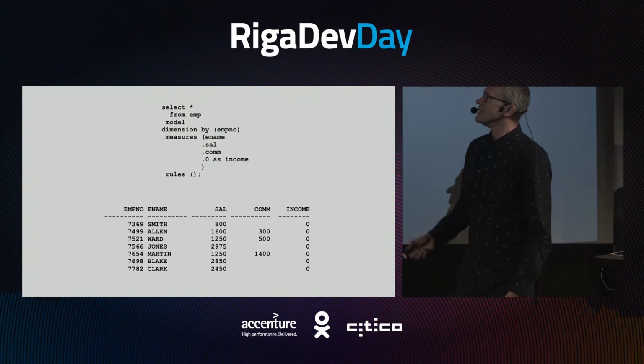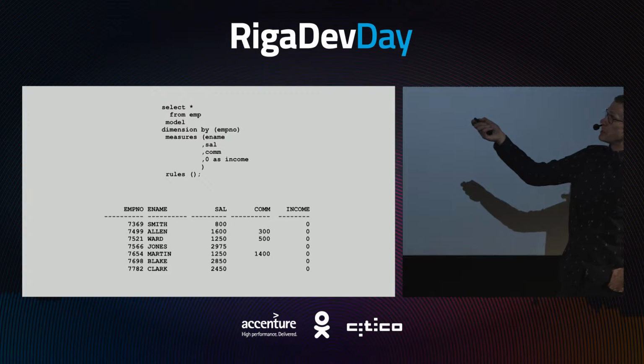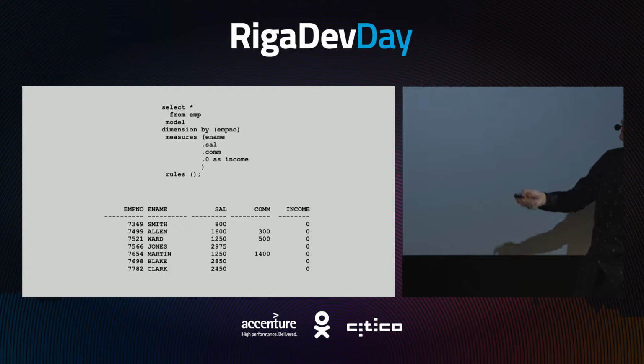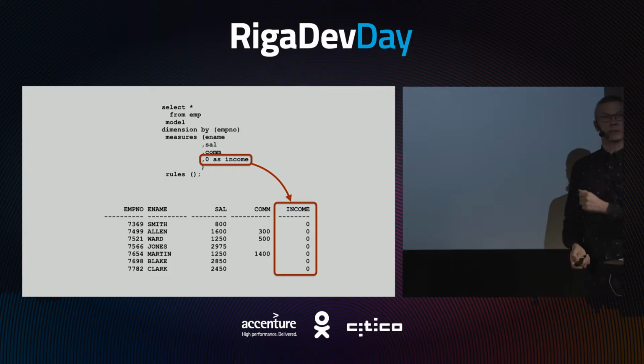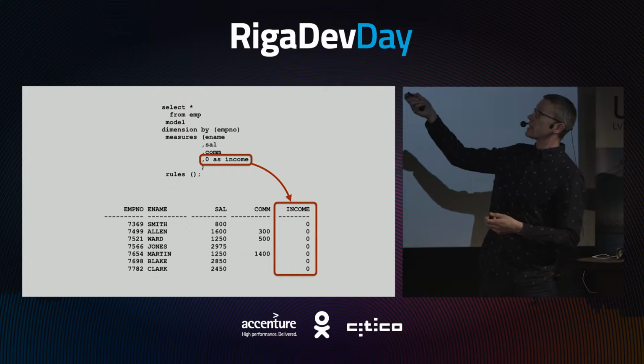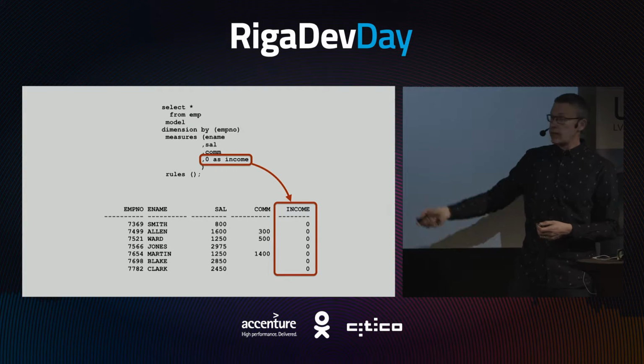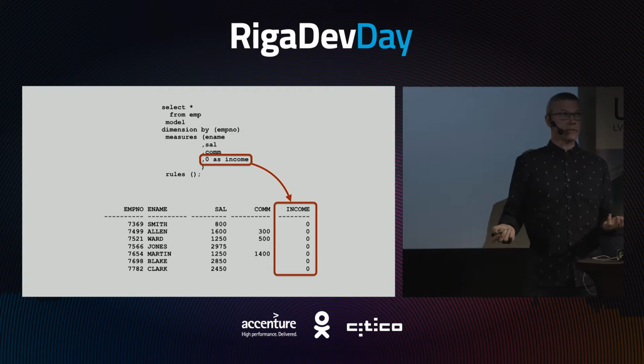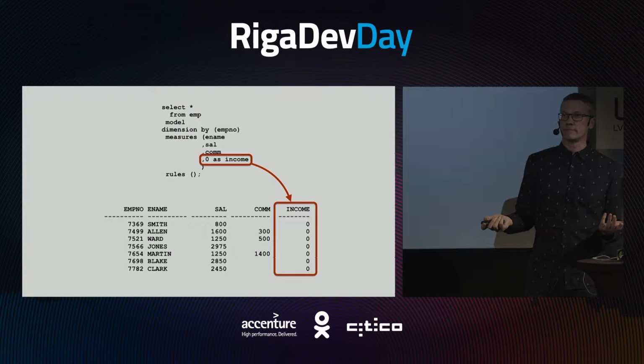Now we're going to add an expression to it. 0 as income. So this one is added as a column as well. Still select star, and that one is selected. And it all has zeros in it, of course, because that's a constant.